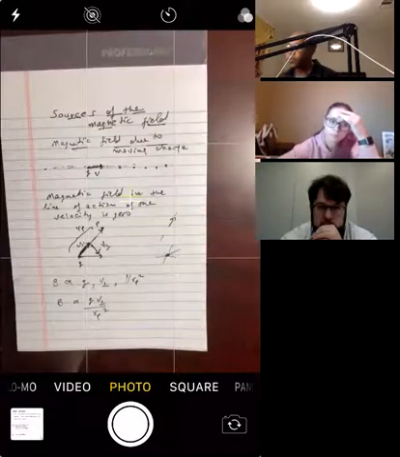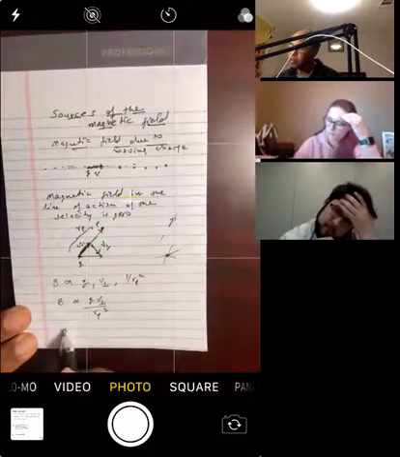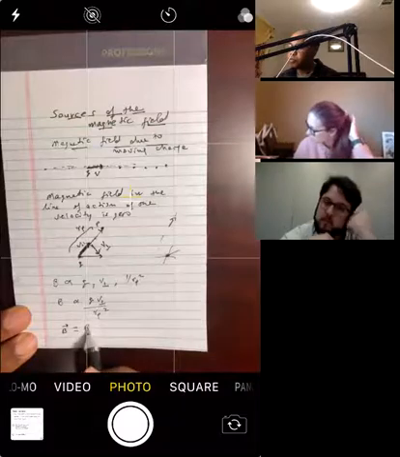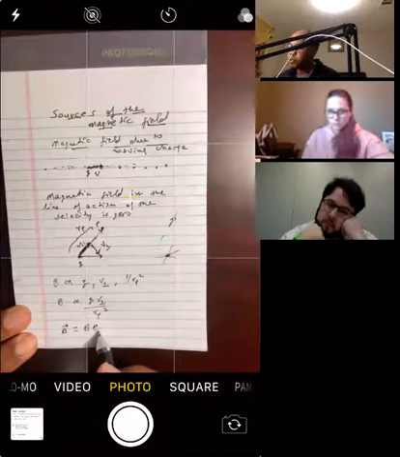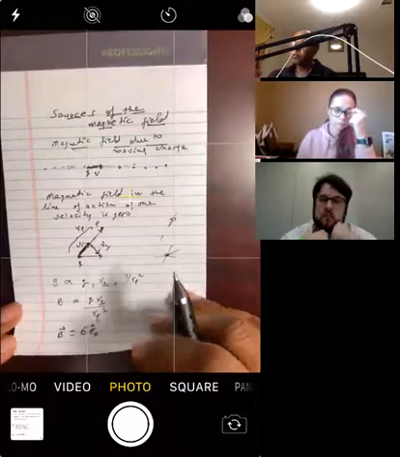Now let's look at the direction. The magnetic field will be the magnitude of the field times the direction of the magnetic field. Now let's look at the direction of the magnetic field.